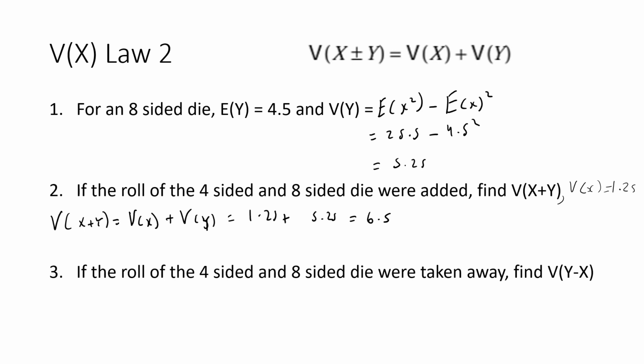If the roll of the 4-sided and 8-sided dice were taken away, find V of y minus x. Well, if you look at the formula, it doesn't matter if we're doing x plus y or x minus y. When we take them out of bracket, it'll be plus. So V of y minus x is still equal to V of y plus V of x, which is 5.25 plus 1.25, which gives us 6.5.